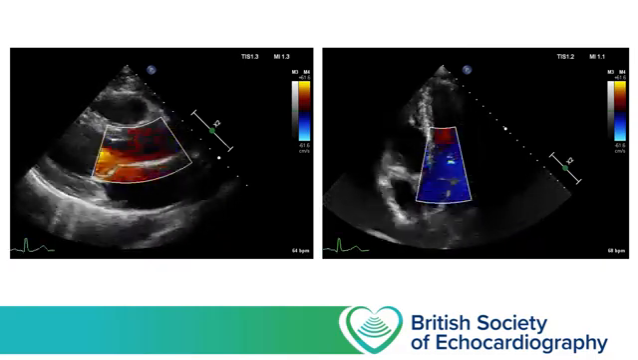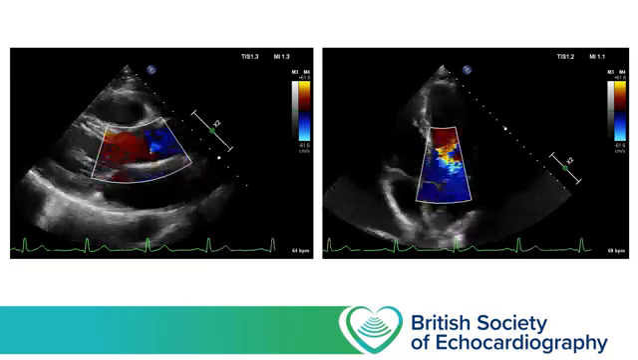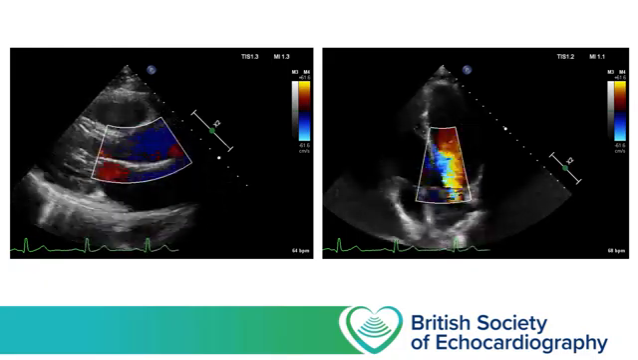In both the parasternal long axis and apical 5 chambers, the colour box should cover the aortic root, the aortic valve, the left ventricular outflow tract, and the septal basal portion of the left ventricle.